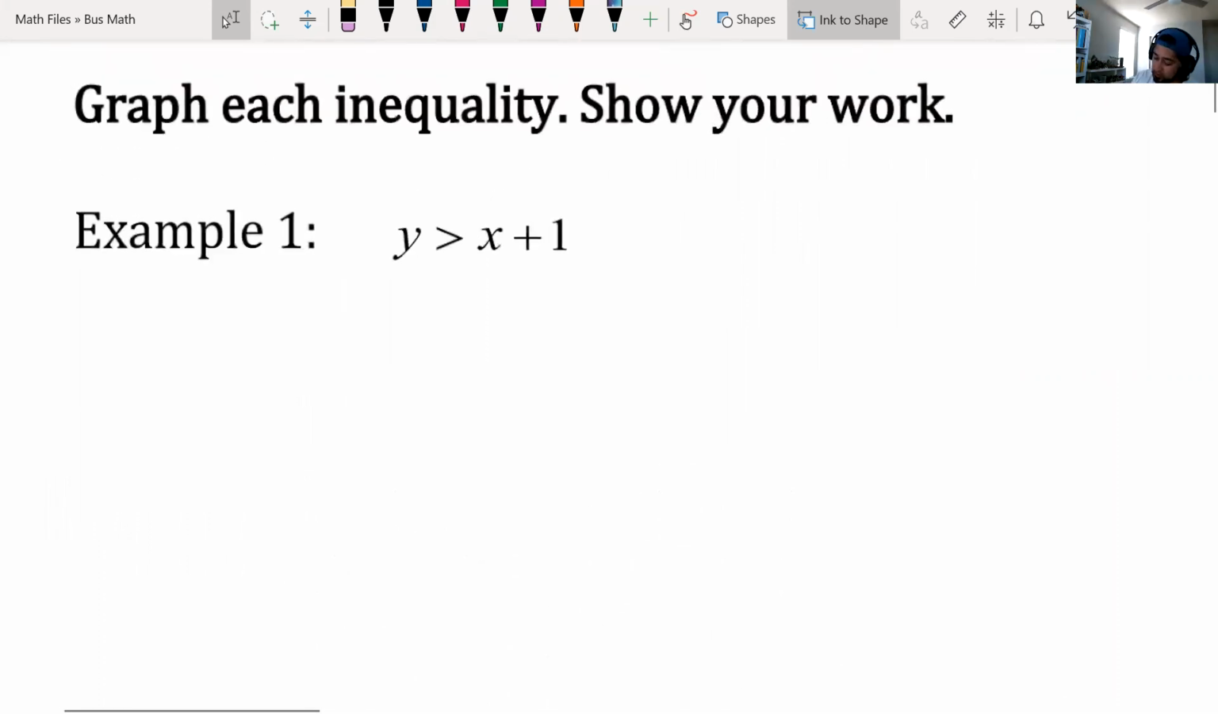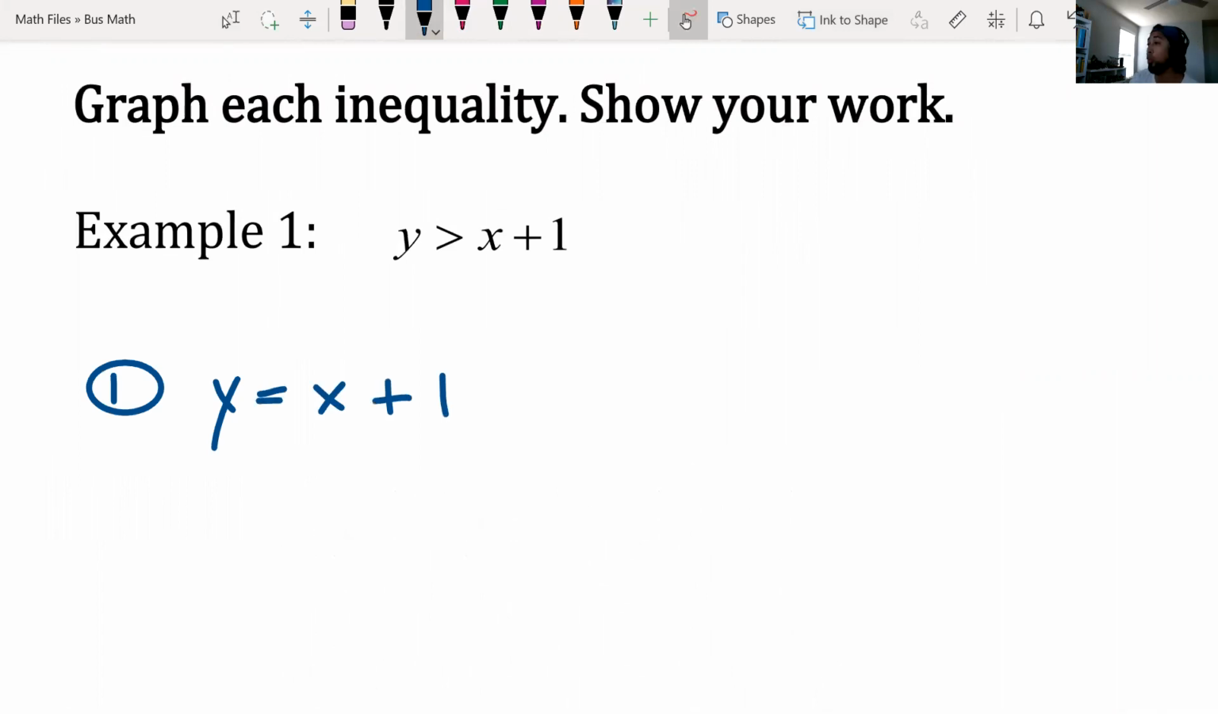So I'll just zoom in real fast. Our first step, like we said, is to change this to y equal to x plus 1. So all we do is change it to equals. Now here we're going to use the x-intercept and y-intercept method. This is the method we are preferably going to choose when graphing these linear inequalities.